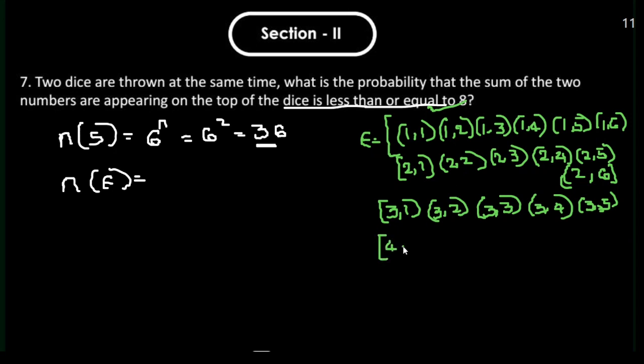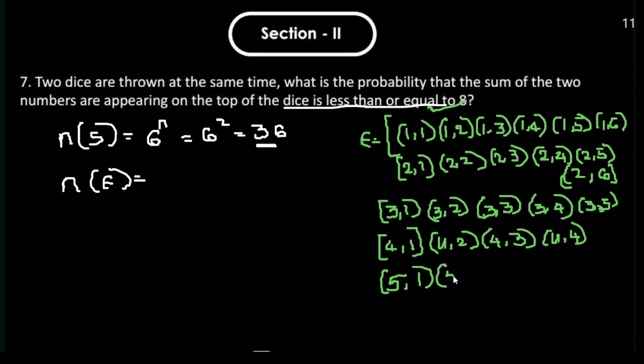But 4, 4 comma 1, it is, yes, 5. And 4 comma 2, 6, yes, it is fine. 4 comma 3, it is 7, that is also fine. 4 comma 4, it is 8, that is also fine. And we cannot take 4 comma 5 because that is 9, right? And if we consider 5 in the first dice, then 5 comma 1 is possible. 5 comma 2, it is 7, that's fine. 5 comma 3, it is 8, that's fine, but we cannot take 5 comma 4, right?